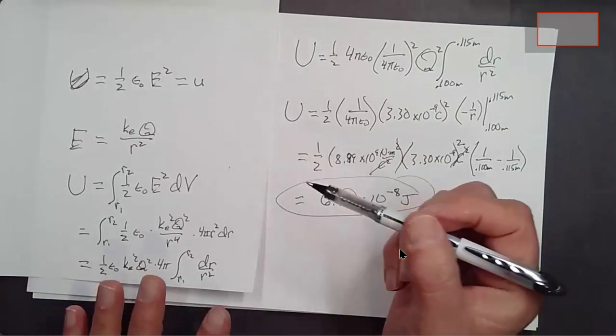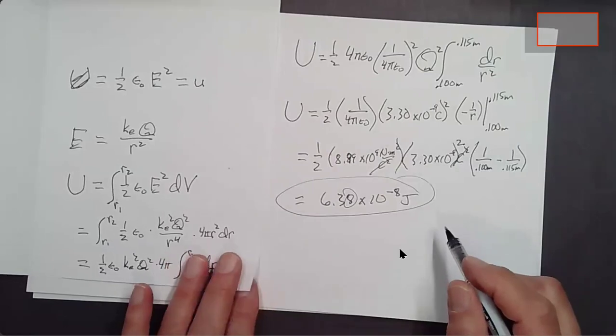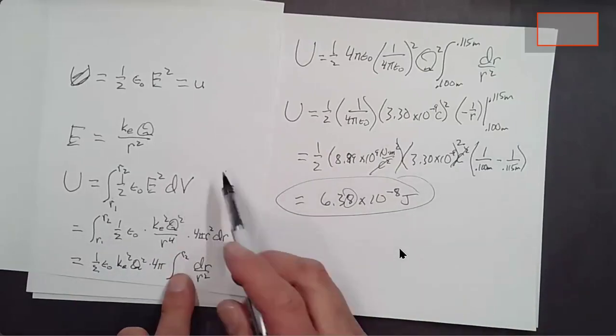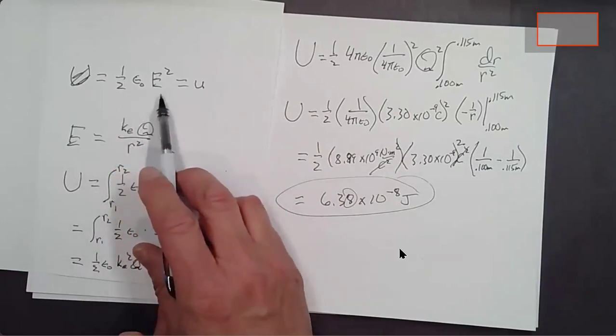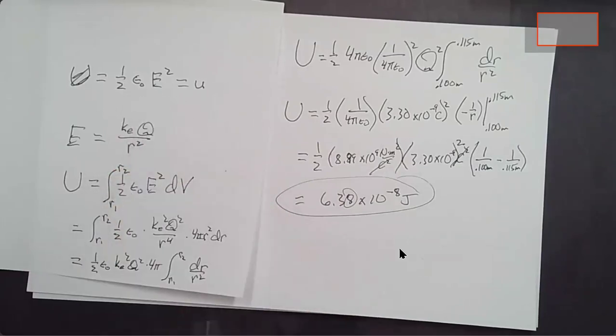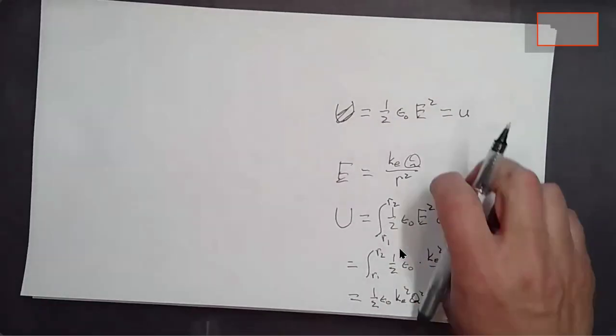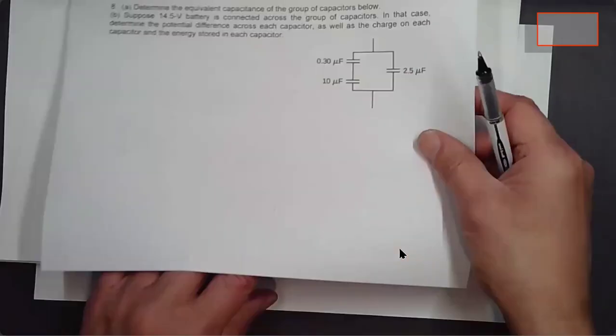So you can either use 1/2 C delta V squared if you know C and delta V, or you can integrate the electric field energy density and get it that way. So you get the same expression either way. All right, I think that was almost the last problem. Oh, there was one more.